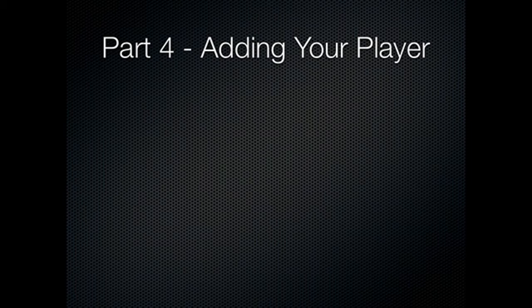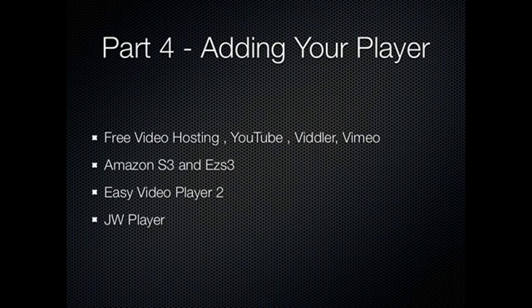Okay, in part 4, we're going to add our player. Now, we've made our video sales letter. We've recorded it in Camtasia. We've exported it, and now we're going to need to put it onto our web page. So we've got a few options we can look at. We can look at free video hosting, such as your video sharing sites like Viddler, Vimeo, YouTube. We could use Amazon S3 and Easy S3, Easy Video Player 2, or JW Player.